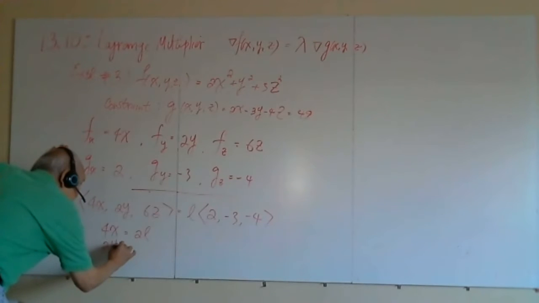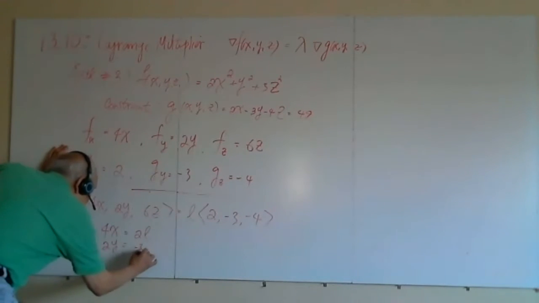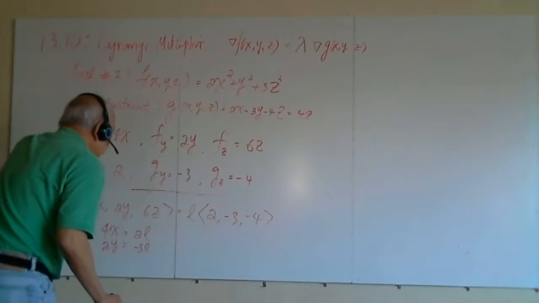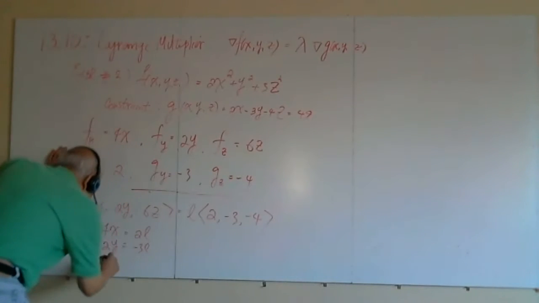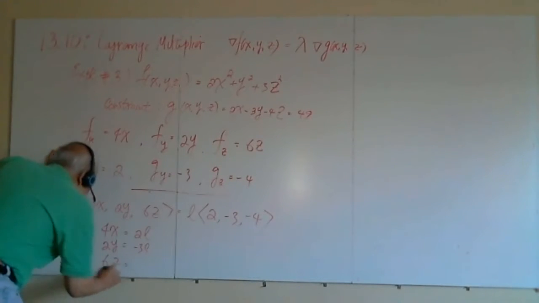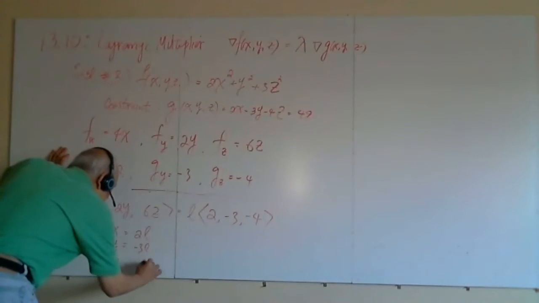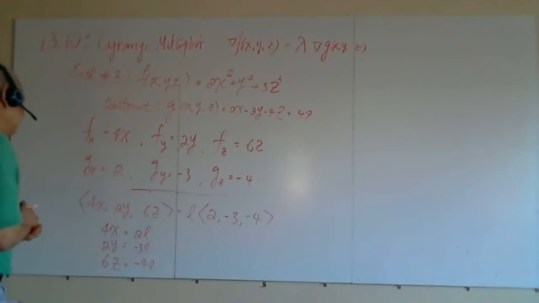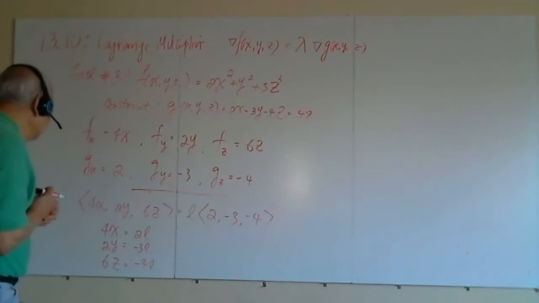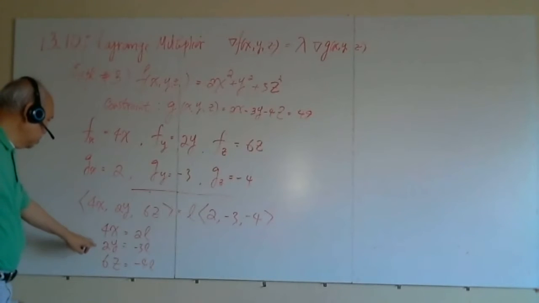I got 2y equal to -3 lambda. Right, okay. And then the last one here, I got 6z equal to -4 lambda. Am I correct? Yes or no? Right. Okay. So what is my goal? My goal is to find out what is x, what is y, what is z.